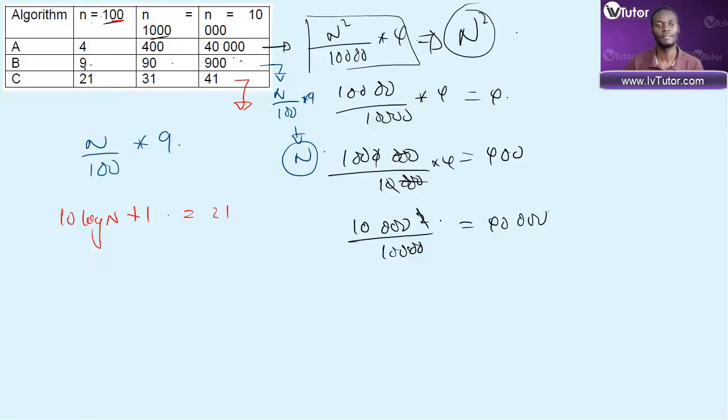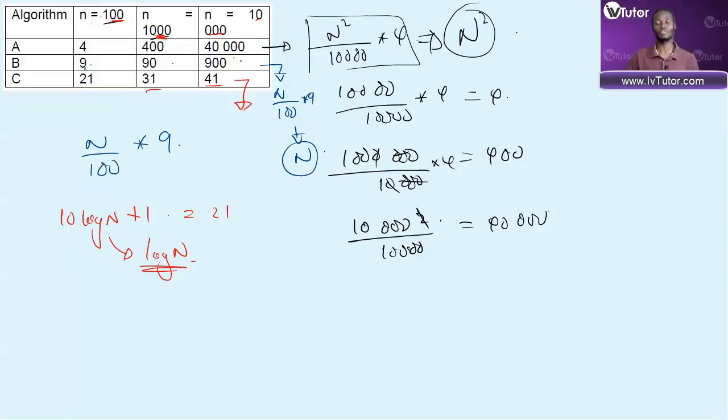That gives you 21. Log 1,000 is 3 times 10, that's 30, then plus 1, 31. And then 4 times 10, that's 40, plus 1, 41. So this would be 10 log n plus 1, which means this then becomes log n. So that is basically what the big O's for these three algorithms would be.